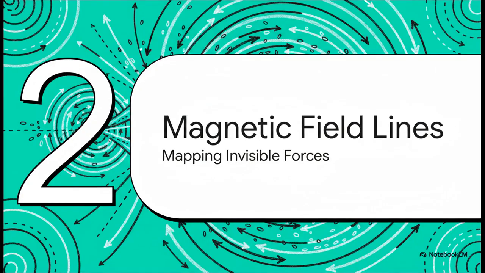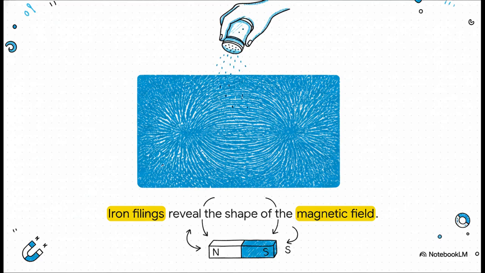Section 2. Rules of magnetic field lines. To really understand this invisible force, we've got to map it out. And you can actually do this yourself. If you just sprinkle some iron filings over a glass sheet placed on top of a short bar magnet, suddenly this completely invisible field transforms into a highly visible structured pattern. The filings instinctively arrange themselves, clearly revealing the magnet's distinct north and south poles.